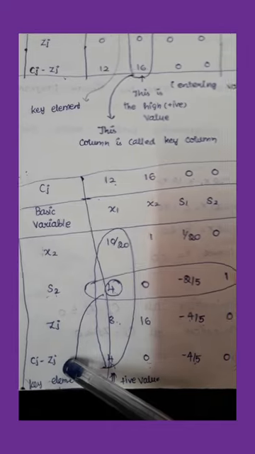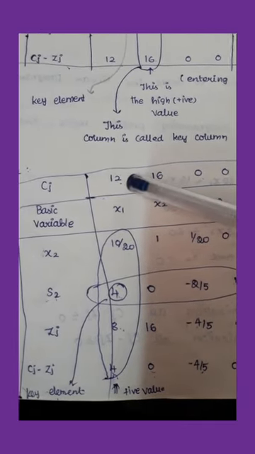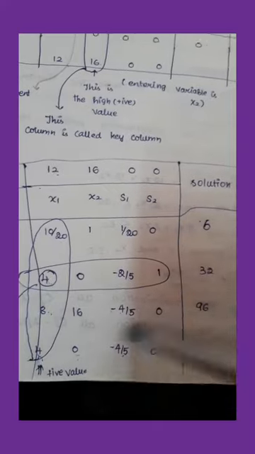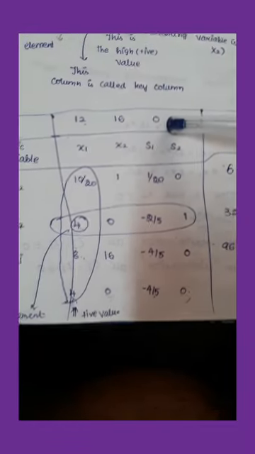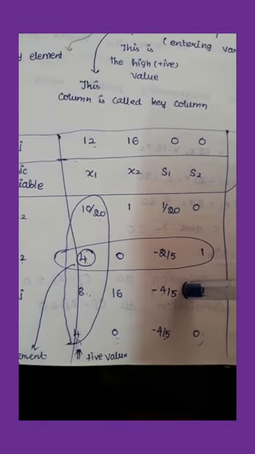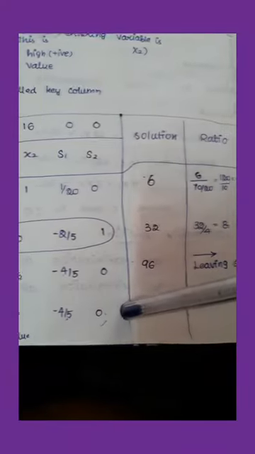So again we need to find the Cj minus Zj value. The Cj minus Zj value will be calculated by subtracting the Zj values from the Cj values. So 12 minus 8 will be 4, 16 minus 16 will be 0, and then 0 minus minus 4 by 5. Again 0 minus 0, the value will be 0. So this is the value we get. In this we need to check whether we have again reached the optimality condition, whether all the values are 0 or negative. See, in this, 3 values are not negative and 1 value is positive, so again the optimality condition is not reached.